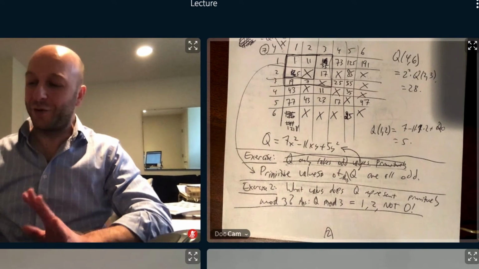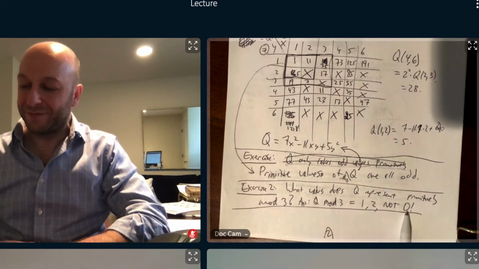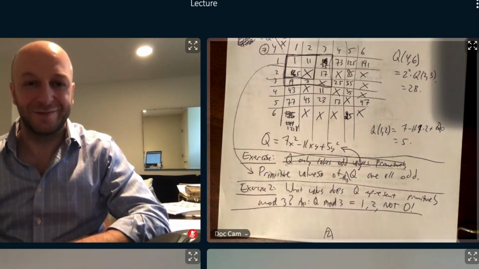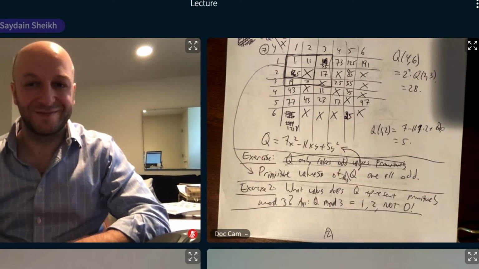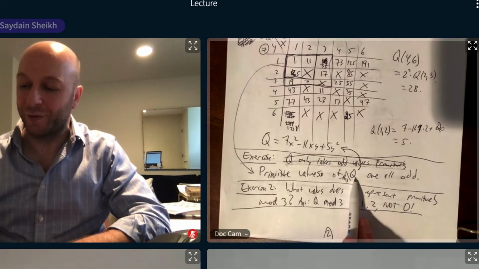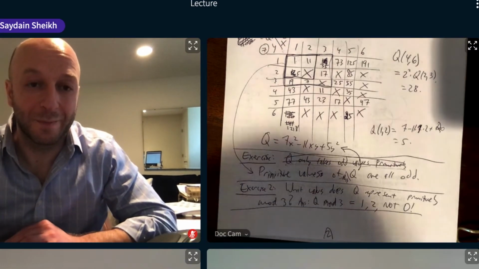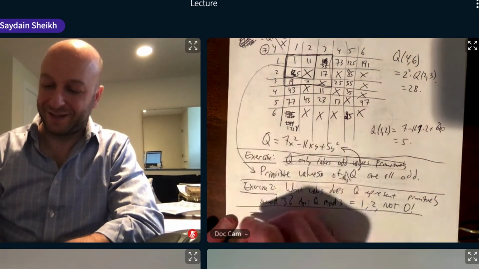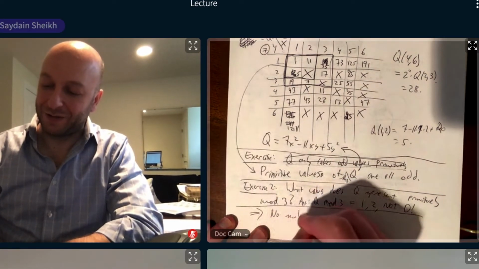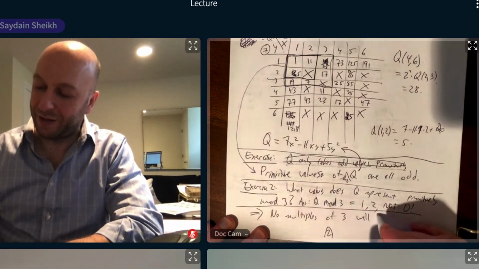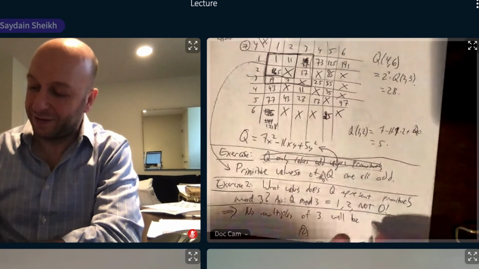So already, without doing more work, no number that's a multiple of 3 will be primitively represented here. Okay. And also no even number will be primitively represented. Sure. Does that make sense? So no multiples of 3 would be represented and no even numbers would be represented in that table, right? Yes. No multiples of 3 will be primitively represented.